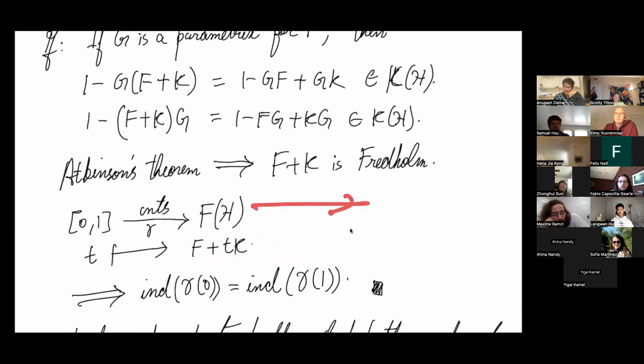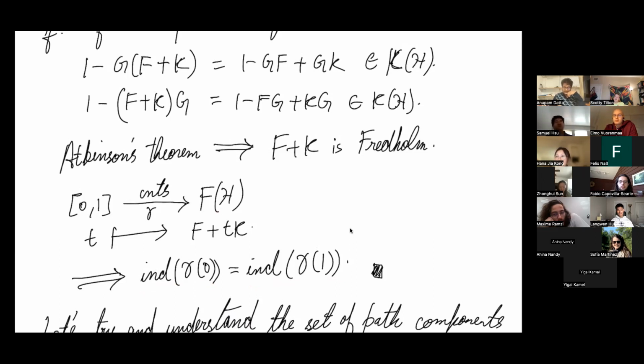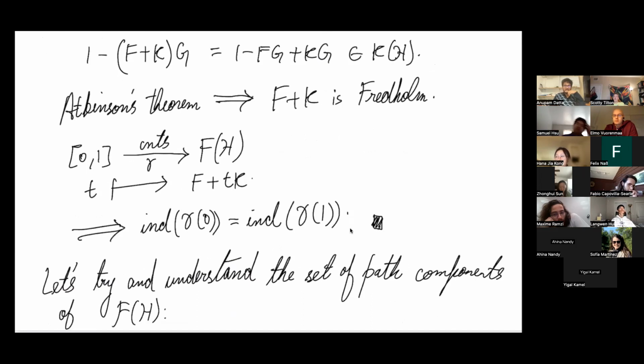And now you push forward this thing with the index and you land in the integers. And as the index was also said to be continuous, the composition is going to be continuous, and you get that these two things are the same. But now it's trivial that gamma of 0 is F and gamma of 1 is F plus K.